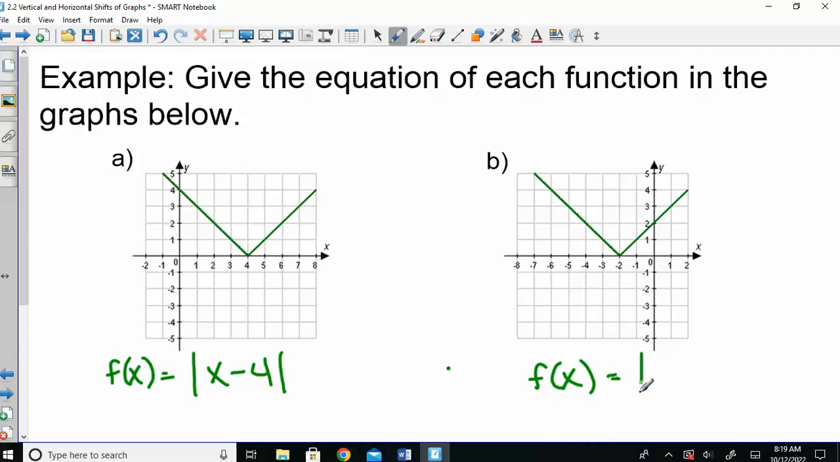And what's this one going to be? Absolute value of x plus 2. Are those okay?